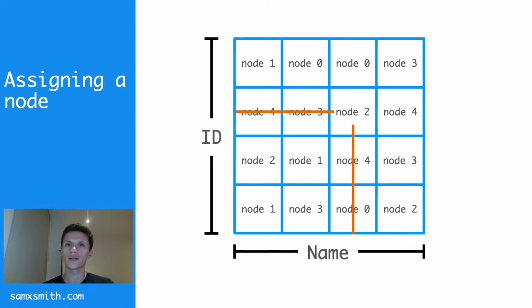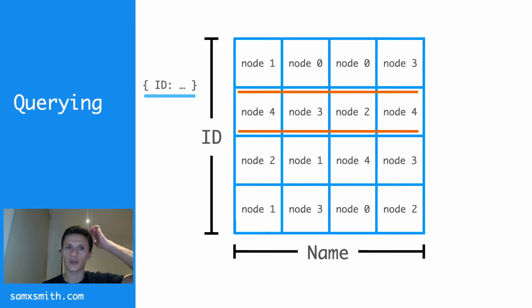Then we find the bucket where these hash results overlap. You can see here that it lines up to a bucket which is identified with node 2. That means that we allocate this record to node 2.